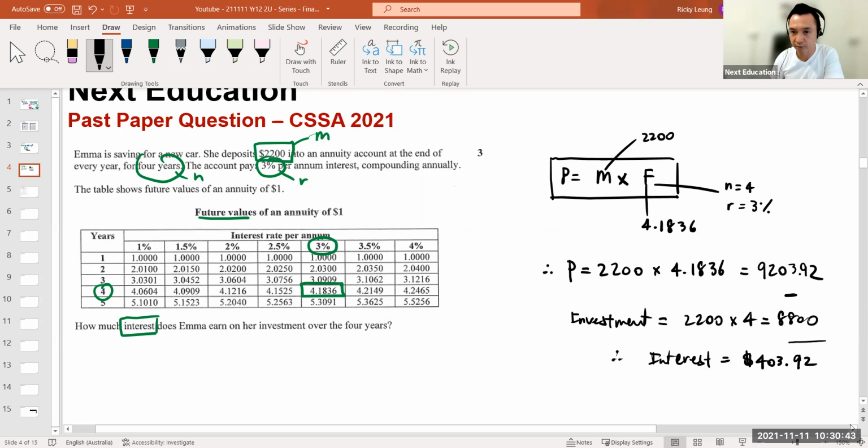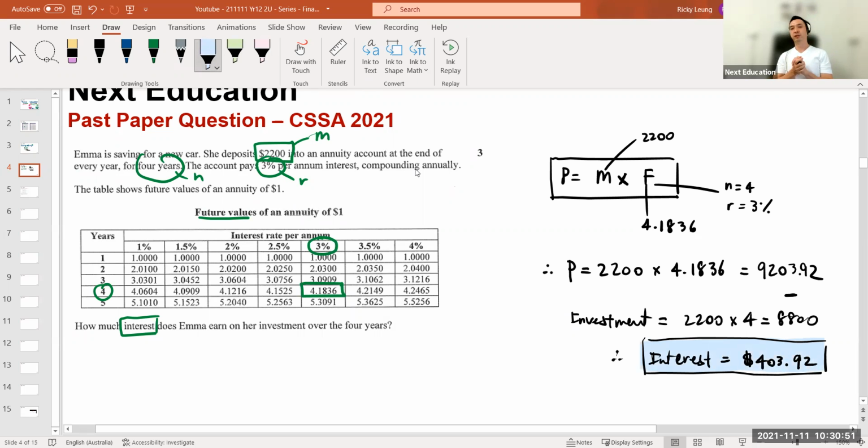03.92. Done. 3 marks. CSSA this year's advanced paper. What do you reckon? That simple formula to kickstart everything is key. It's not hard. Once you practice this enough, you'll see that it all boils down to P equals MF. With F, they give you two variables for you to find it on the table.